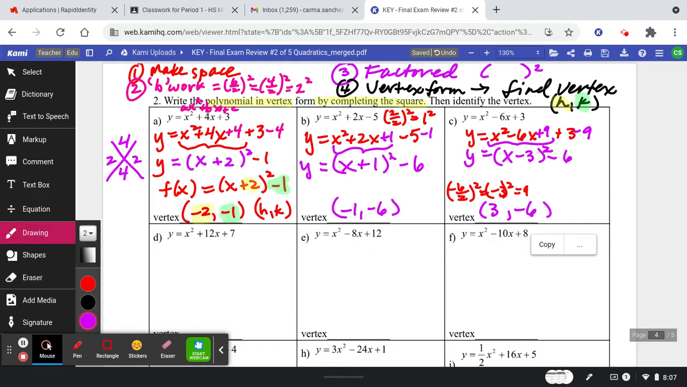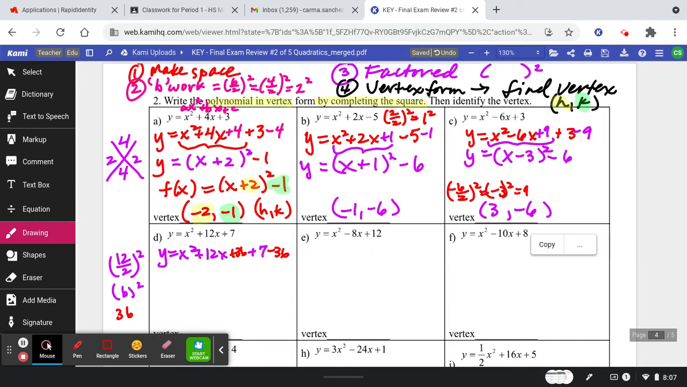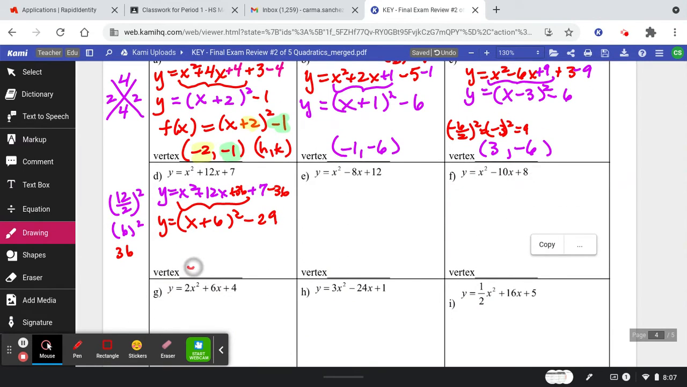Step 1, make space. B work, adding 36 and subtracting 36 to balance. That makes the x plus 6 perfect. And off the back is going to be minus 29. That leaves me a vertex of negative 6, negative 29.